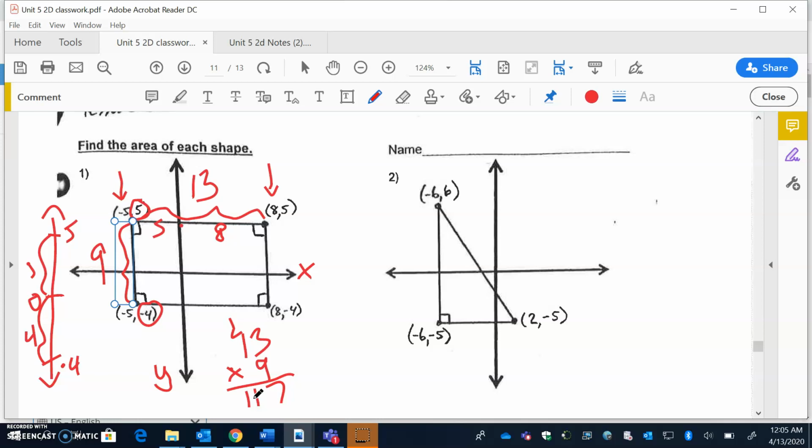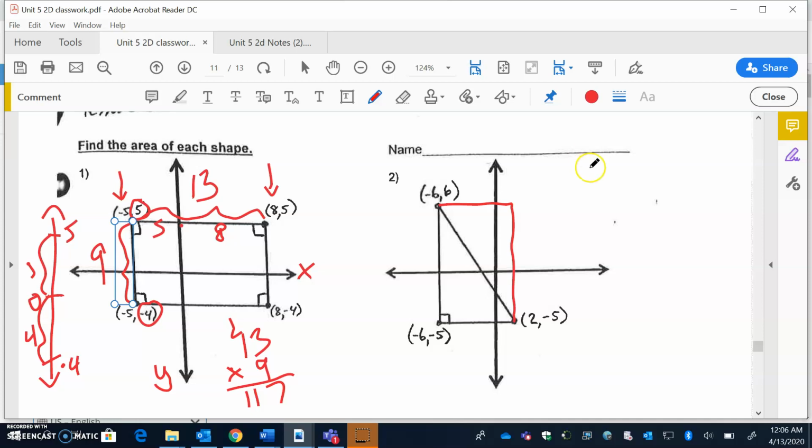All right, in question number 2, it's a triangle. In a triangle, I've got to remember that I'm going to find the area of the rectangle, but I'm going to cut it in half. So I could go ahead, draw in the rest of my rectangle that's there, and then find the area of the rectangle. That's fine. Oh, but then I would divide by 2, of course.